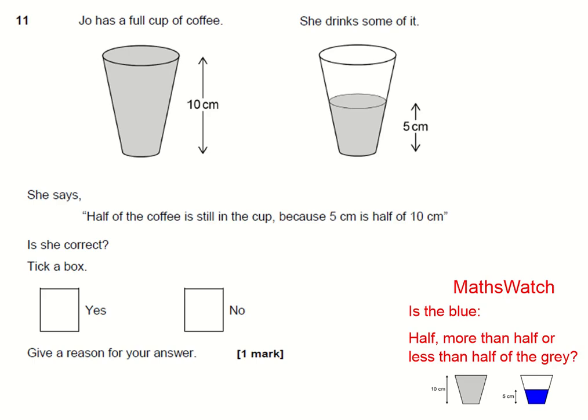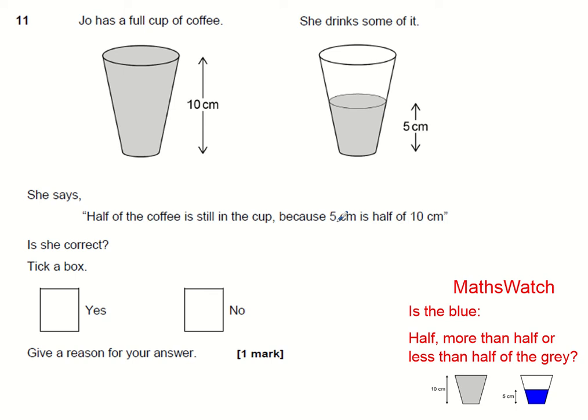And question 11. This is going to be the last question of this part of the video. Joe has a full cup of coffee. This cup is 10 centimetres tall. She drinks some of it. So once it's been drank, it is now only a depth of 5 centimetres in the cup. She says half the coffee is still in the cup because 5 centimetres is half of 10 centimetres. Is she correct? Tick a box, yes or no, and give a reason for your answer.